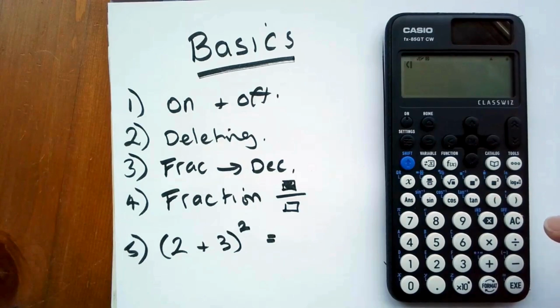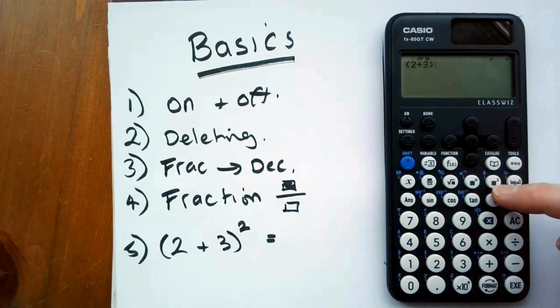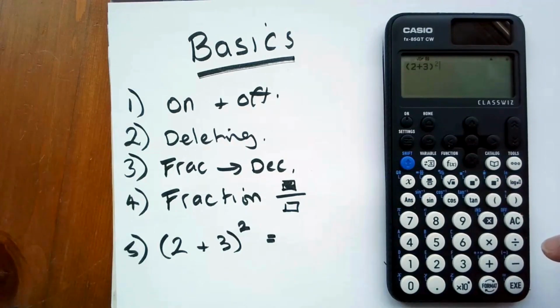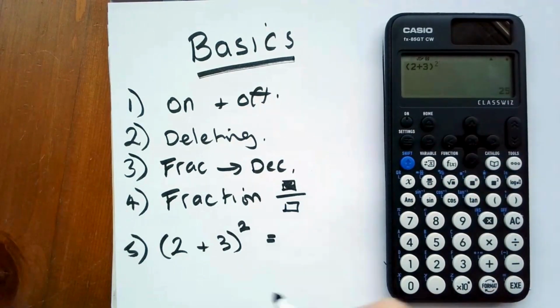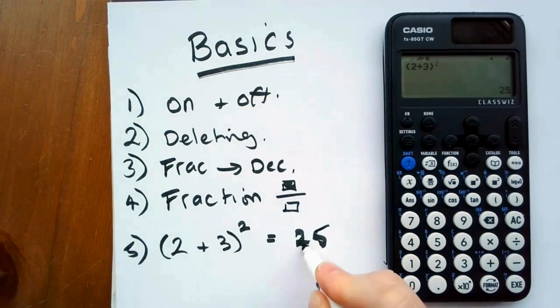Brackets open, 2 plus 3 in the bracket, shut the bracket, and then how do we put a square on that? We've got two choices, this one or this one. We're going to use the square button, which looks like this, and you'll see the little 2 comes up here. So we just execute that, and then it gives us our answer straight off.